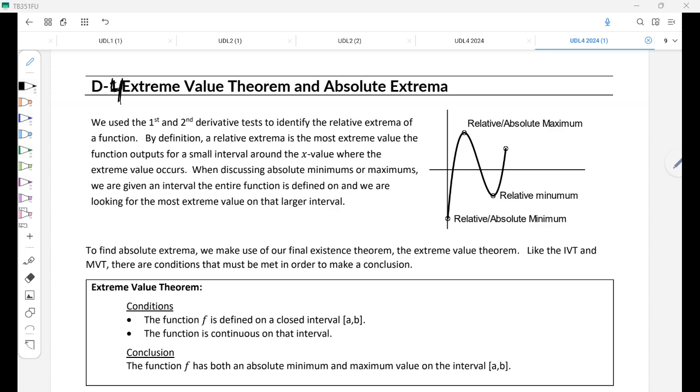So the definition of a relative minimum is at that x value, I'm actually recording and there's nobody to watch this, so that's good too.